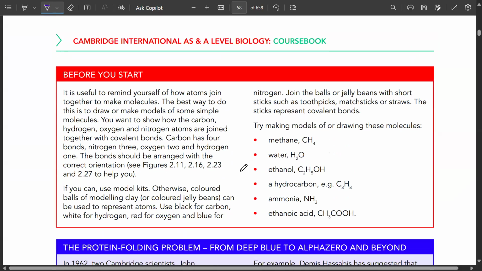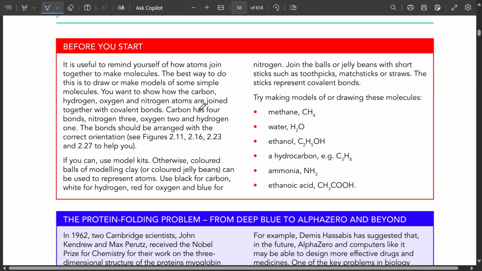So before we start, atoms join together to make molecules. We know that. Okay? A lot of carbon, hydrogen atoms are going to make molecules, and some of them, for example, a lot of carbon, hydrogen, oxygen, and nitrogen atoms join together by covalent bonds. All of these atoms joining covalently are going to form different molecules. For example, methane, water, ethanol, they are all covalently bonded with each other.